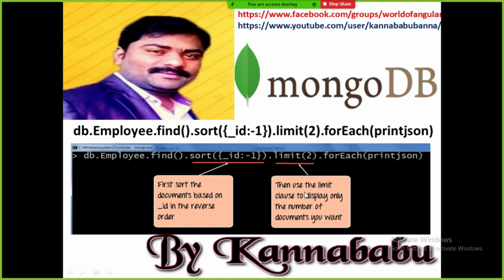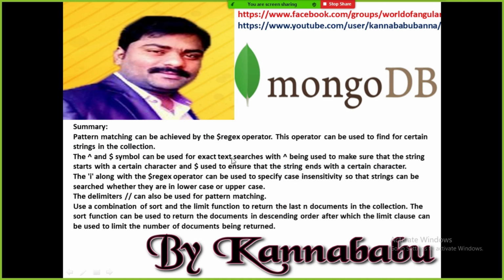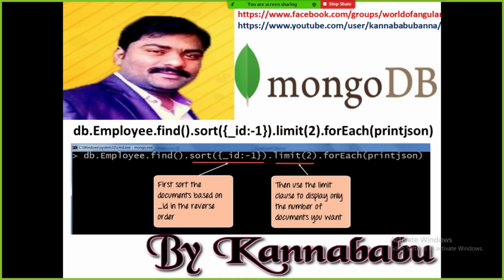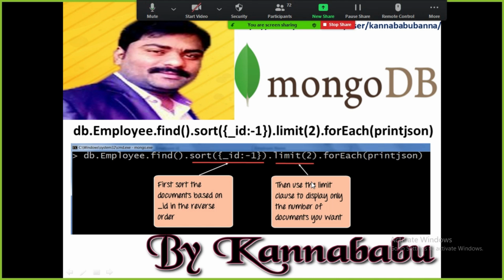And then limit 2. Limit is used to limit the data. So first of all, what will happen? I want to arrange all the details in descending order, meaning the top records will come into the first place based on ID. And limit 2 means the last two records will be displayed. This is the manual operation. Is it clear? This is how you can work with this type of regular expression.